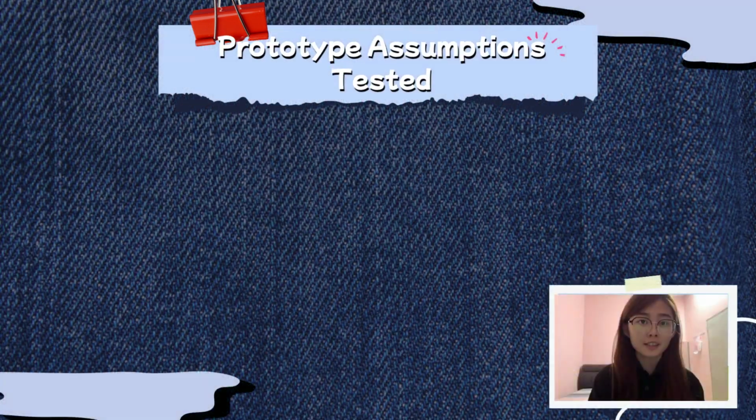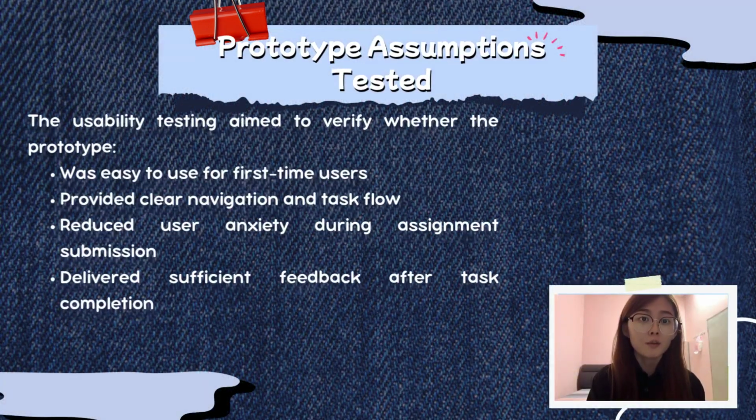Prototype assumptions tested. From these issues, we developed several assumptions that guided our usability testing. We wanted to test whether the prototype was easy to use for first-time users, whether it would provide clear navigation and task flow, and whether it could reduce user anxiety during the assignment submission process. We also aimed to see if the prototype delivered sufficient feedback after a task was complete.